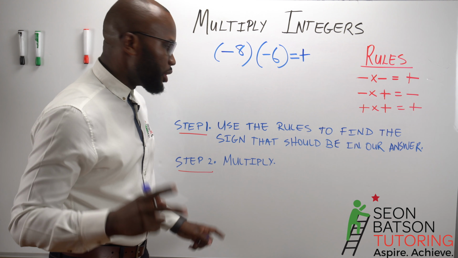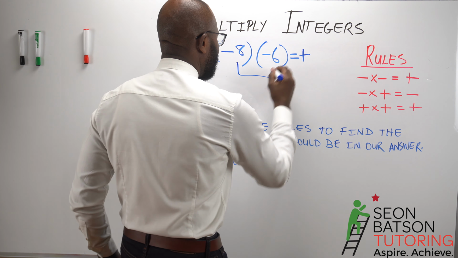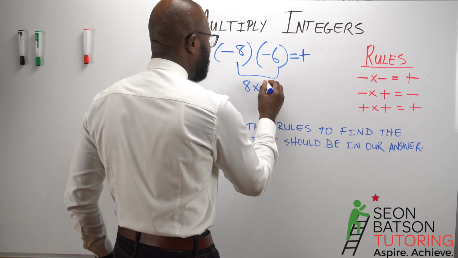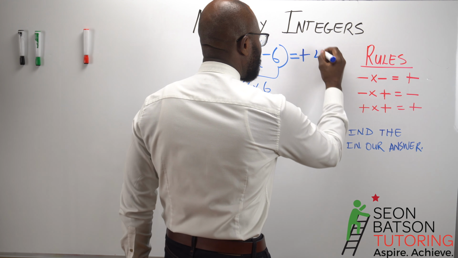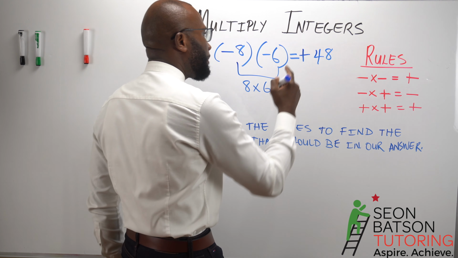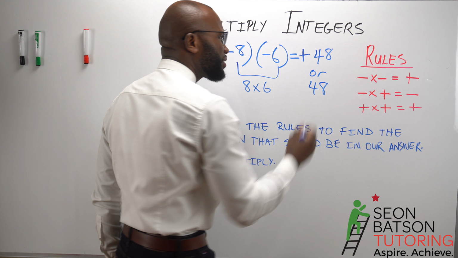Then step 2, we are going to multiply. What is 8 times 6? 48. Very good. So our answer is positive 48 or 48.